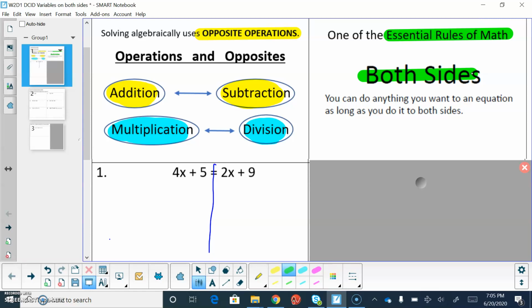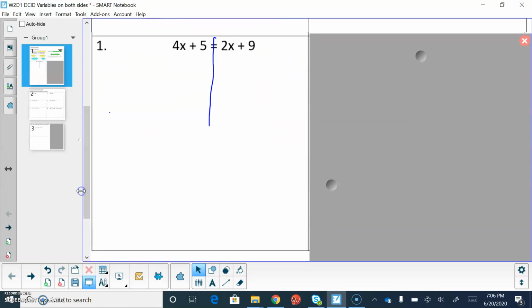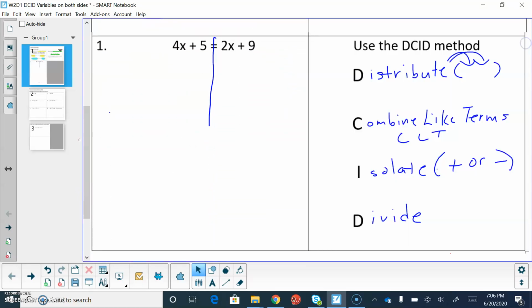In order to solve it, we have to use opposite operations and we have to keep it balanced by doing the same thing to both sides. The method that we are going to use to solve this equation is called the DCID method. Distribute, combine like terms, isolate the variable using addition or subtraction, and then the last step, divide. And actually the last two steps are what we're going to focus on.